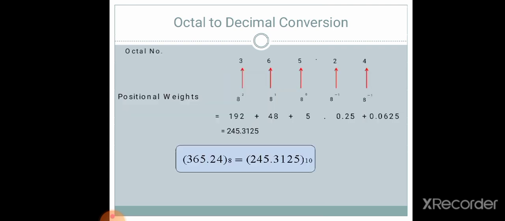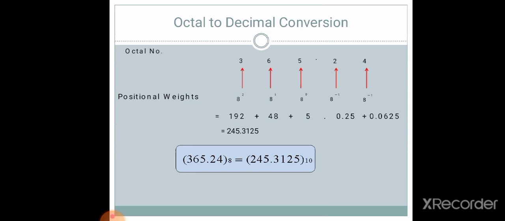So octal number 365.24 is given. We'll give the weights. For 5 it is 8 raised to 0. For 6, 8 raised to 1. For 3, 8 raised to 2. Why are we taking 8? Because the octal number system has the base of 8.